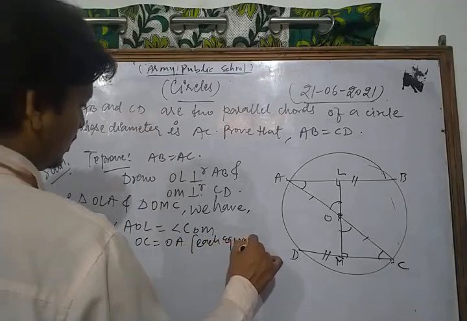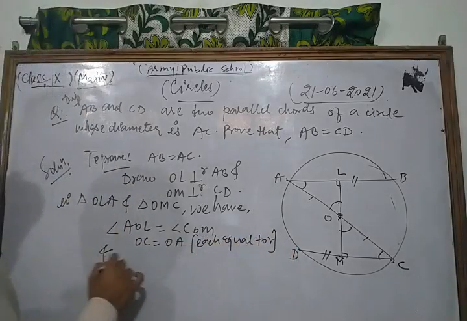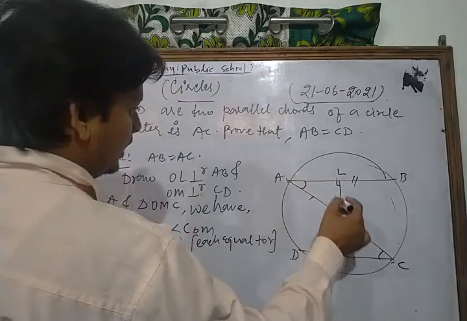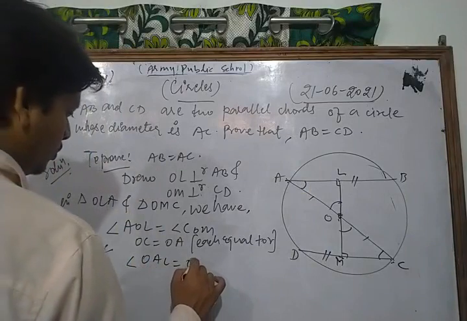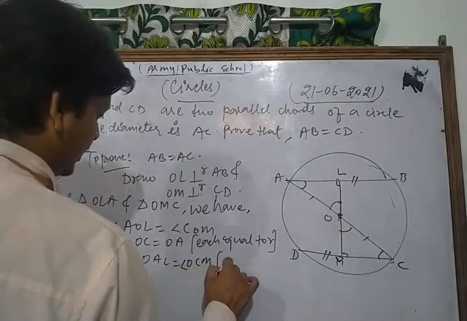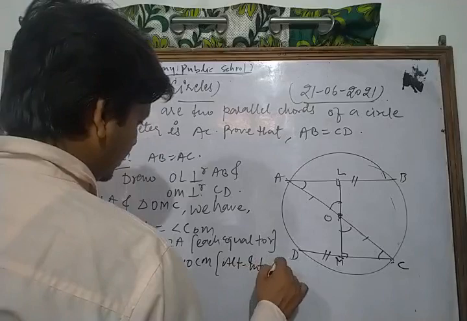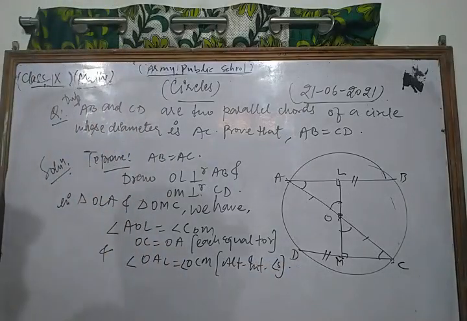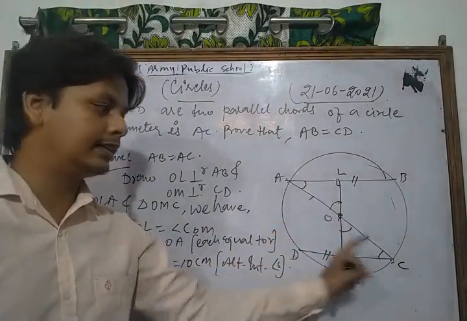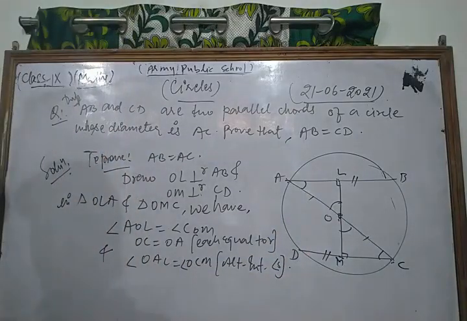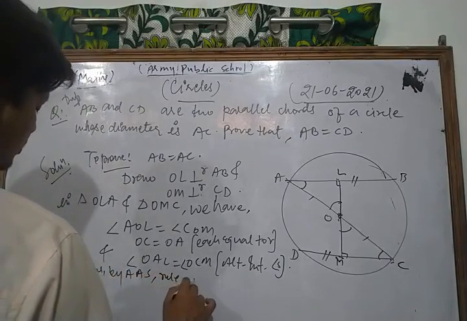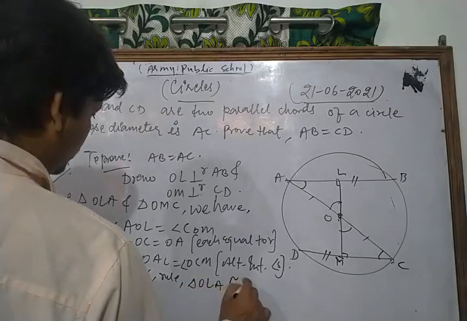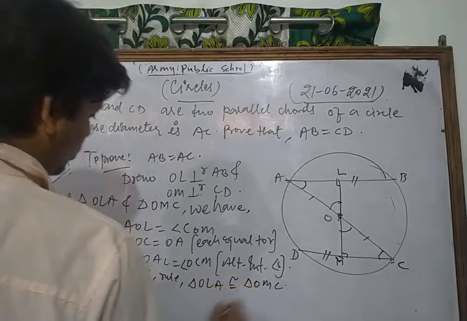And angle OAL is equal to angle OCM. These are the alternate interior angles because AB and CD are parallel. Thus by the AAS rule, triangle OLA is congruent to triangle OMC.